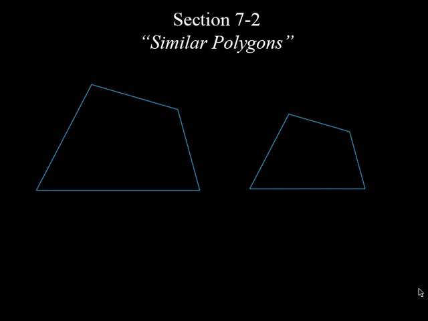Okay, we're doing section 7.2 right now. I named it already. It's similar polygons. Let's just talk briefly, just real general, about what a similar polygon is. Remember, it says similar. This is not congruent. When we talked about congruent, we talked about them being exactly the same.